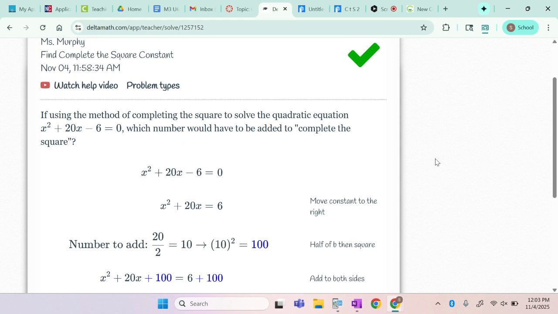So that's what we had to add to complete our square. All right. Wait, don't I list the top right part? Okay.